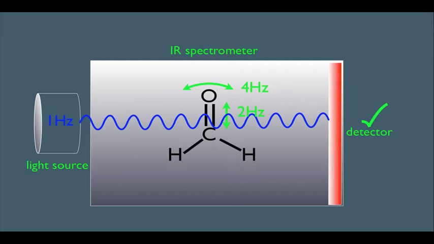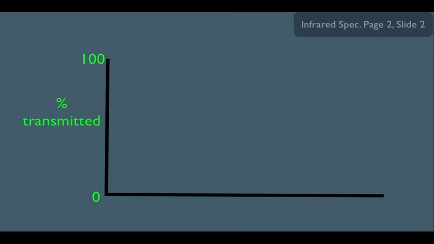But for now, let's graph what we see in front of us here. If you had a graph with, let's say, on the y-axis, the percent transmitted, and this means the percent of light that transmits or moves through the molecule, which would obviously run from 0 to 100%. And let's say, for now, on the x-axis, you put the frequency of light. So the graph of what we just saw here would look like this. At 1 hertz frequency light, 100% of the light went through the sample, and the detector detected that light.